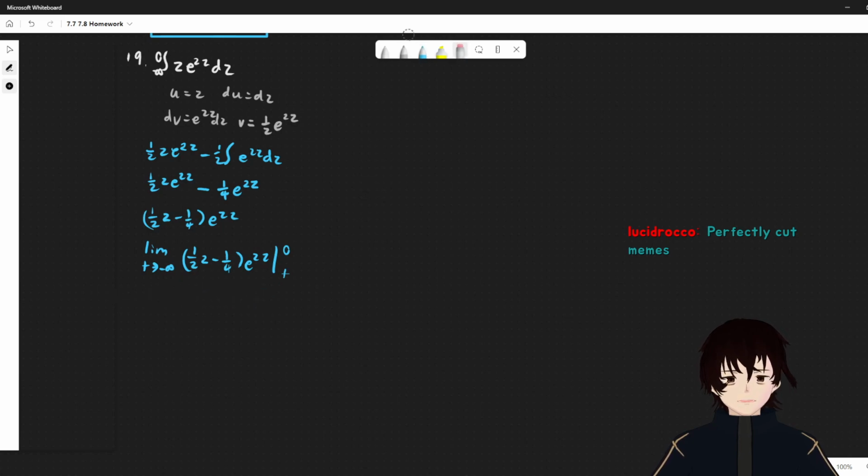So we have... We should probably write equals here. Limit of that is equal to negative infinity times e to the power of 2 e to the power of negative infinity. Uh-oh.